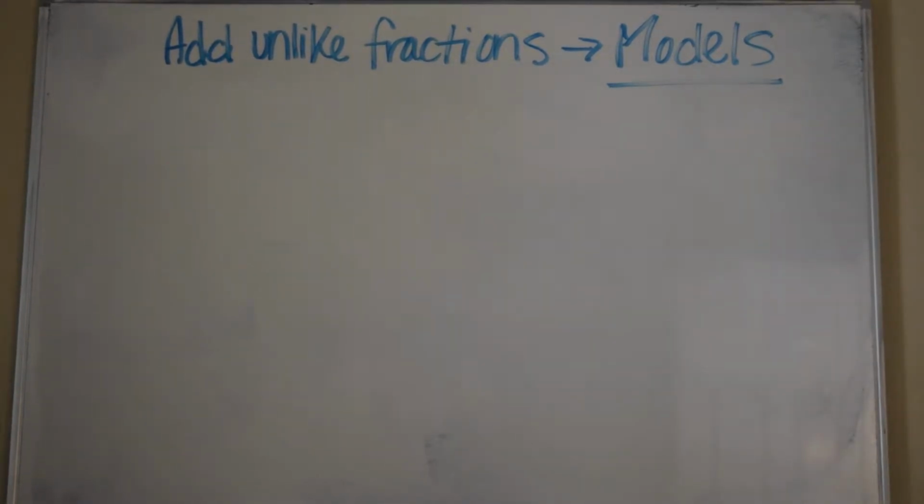Hi you guys, in this lesson we are adding unlike fractions, but before we work with an algorithm and the steps to solve, we're going to show you what exactly it is that we're doing when we add unlike fractions. So the word unlike means that the denominators are not the same. So if you think about that, we're working with different sized fractions, different amounts. But if you want to add them, we have to convert the fractions to be the same amount. So we're going to show you how we do that using models.